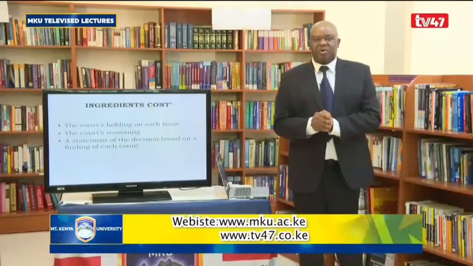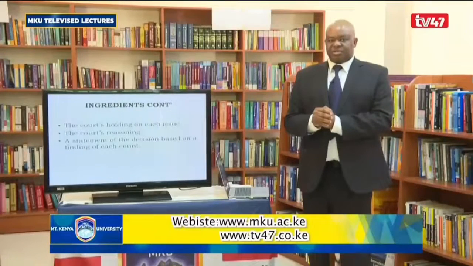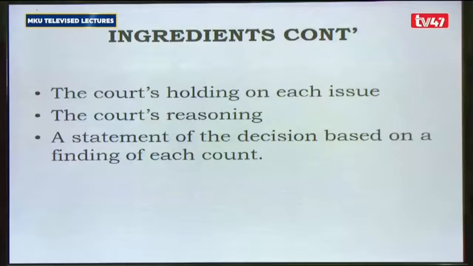Now, similarly, the court should also have a holding of the court on each issue. As we've seen before, the court must have a summary of issues, then there must be a decision on each issue. If there are 4 issues that the court had framed, then there must be a decision on each issue. And then after that, there must be the court's reasoning. The court's reasoning on each issue must always follow in the judgment, and then there must be a summary, the statement of the decision based on the finding of each count.